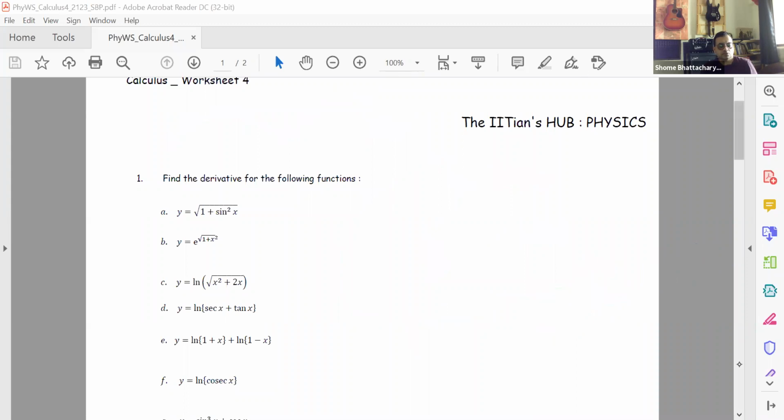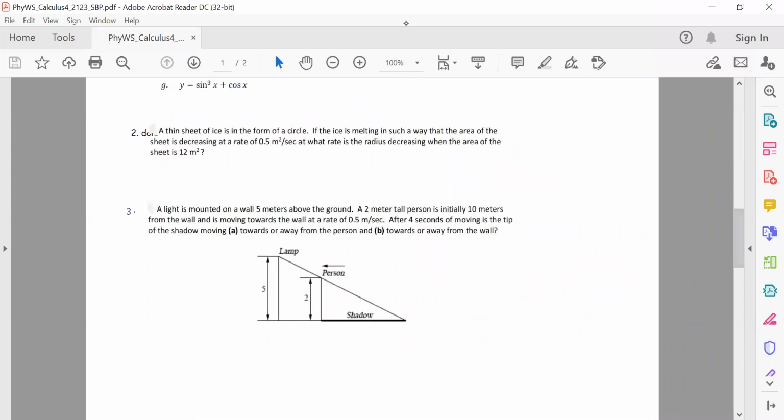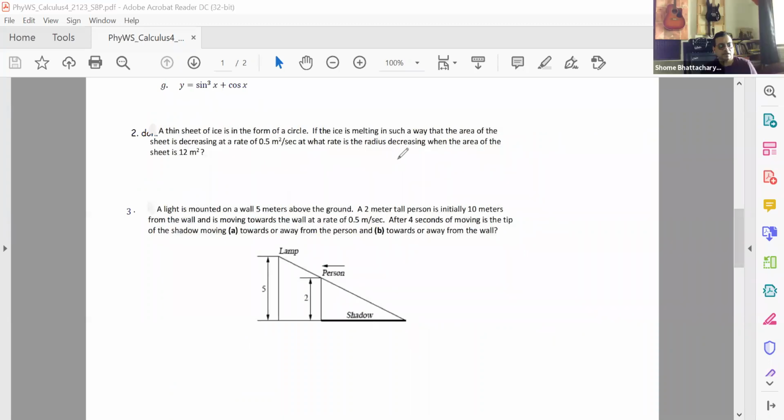Okay, so moving on, let's come to these questions. Let's discuss second question also. If you notice in the second question, what's happening? We are having a disc kind of thing, a thin sheet which is circular, so it's a disc of ice. Thin disc. Now it's given, the rate of change of area is given to us. And the area at a certain instant of time is given to us, and what we have to find is the rate of change of the radius at that point of time.